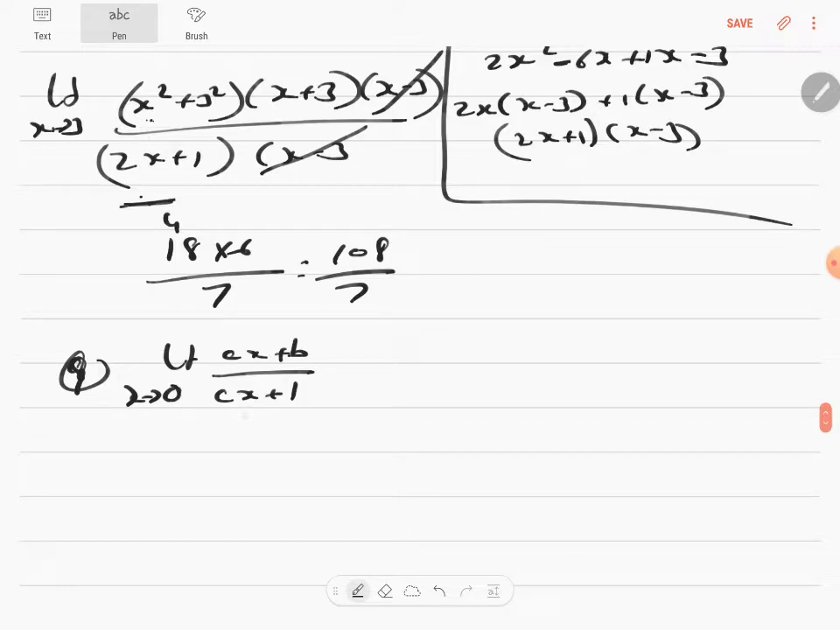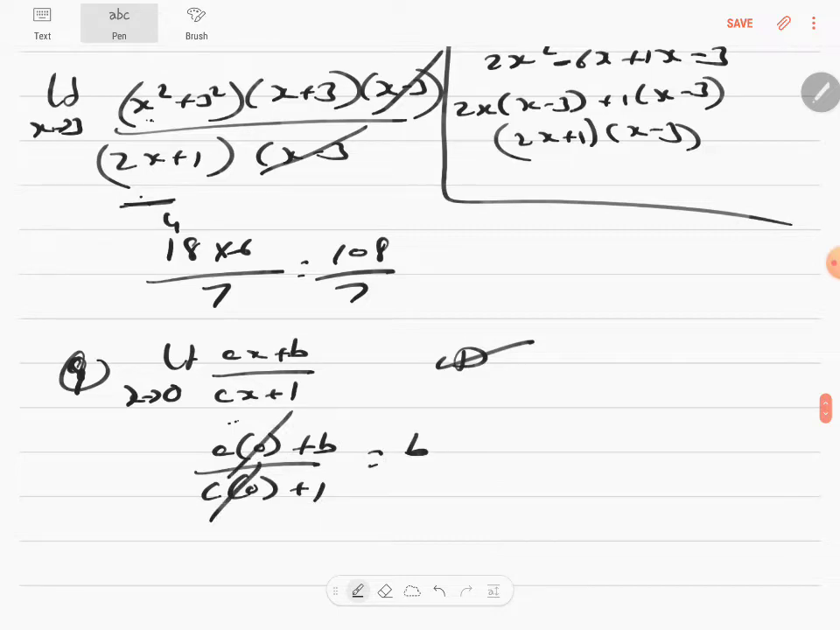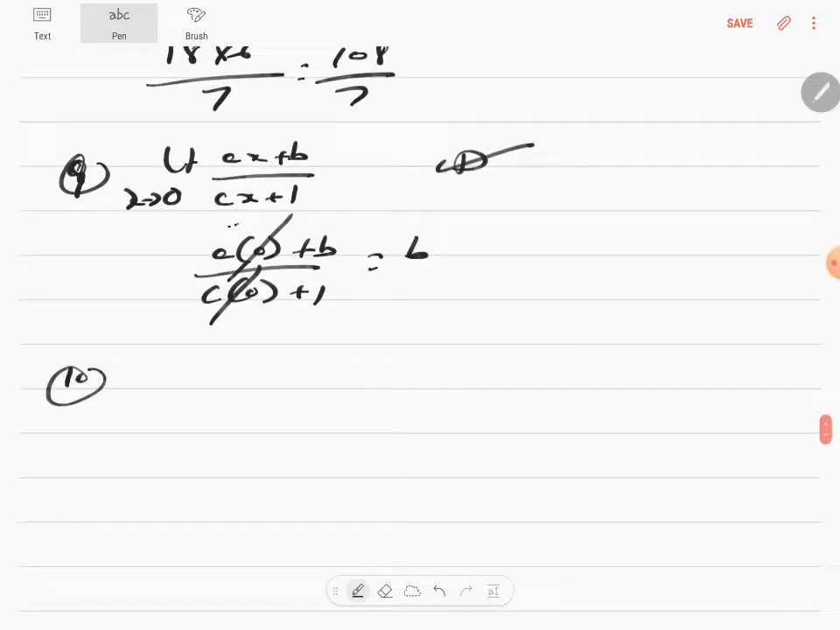Can you put x? The denominator is there. But is it becoming 0 if you put x as 0? No. So a into 0 plus b by c into 0 plus 1. So the answer is B. So let's go to the 10th question.